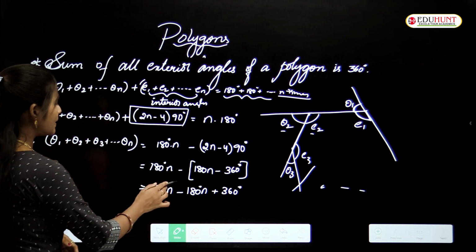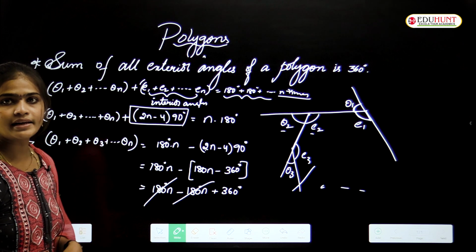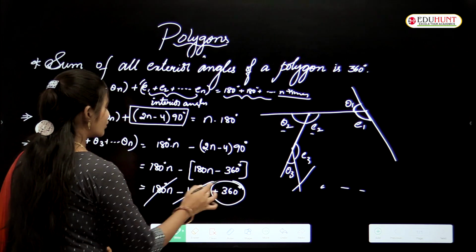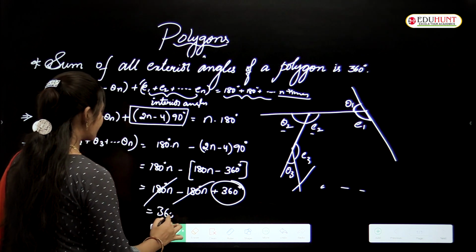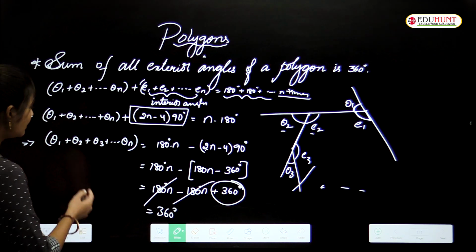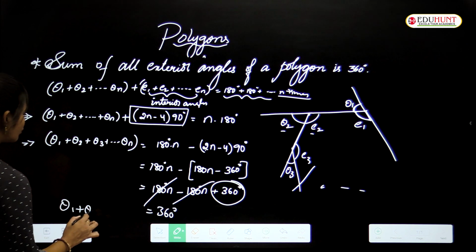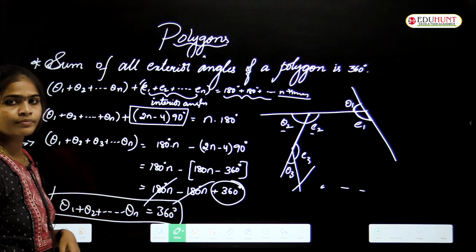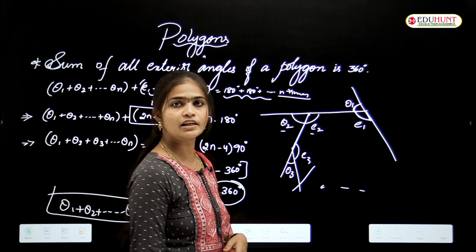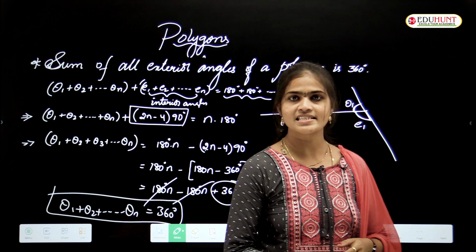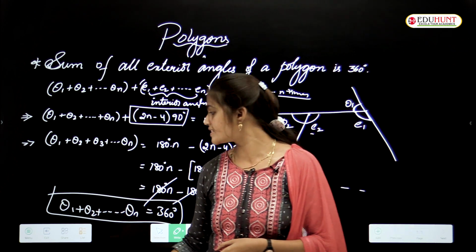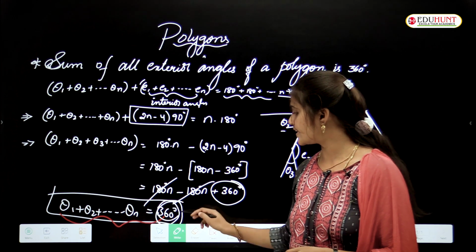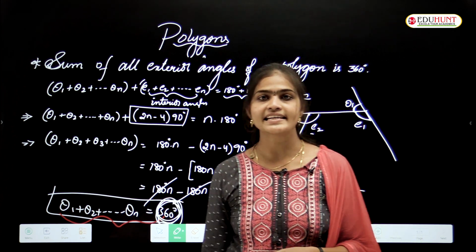Clear? So here plus 180n minus 180n, those two get cancelled. So here the leftover is 360 degrees. So theta 1 plus theta 2 plus theta 3 plus and so on up to theta n is equal to 360. Okay, what do we call theta 1, theta 2, theta 3? Those all are exterior angles only, no? So finally we got that the sum of all these exterior angles is equal to 360 degrees. Okay, so hence it is proved.